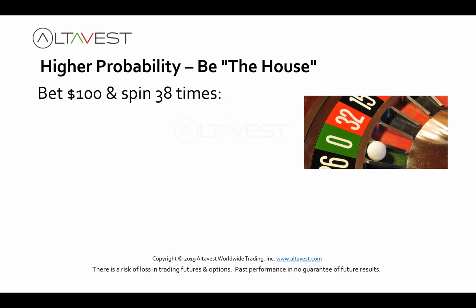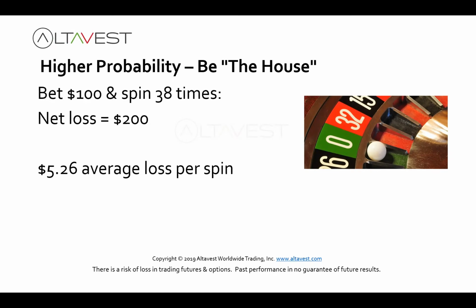So the house is really the casino, and if you bet on that green 0 and you spend $100 and you're betting on that and spinning the wheel 38 times, statistically your average loss is 526 per spin, and that's the house edge.